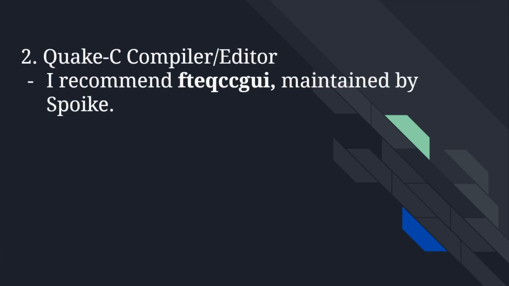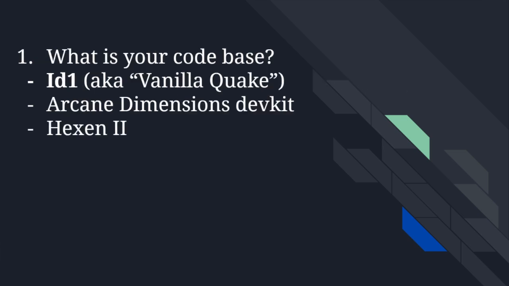So for my purposes, I'm going to be starting with the first one, id1, because that's what I know the best. So for doing demonstrations, that's the best option for me personally. If you were to make a mod, though, I would also still very much encourage you to consider Arcane Dimensions as your source. The second thing you're going to need is a Quake C compiler, and then, of course, some editing tool, an IDE or some text editing program, to edit the source code.